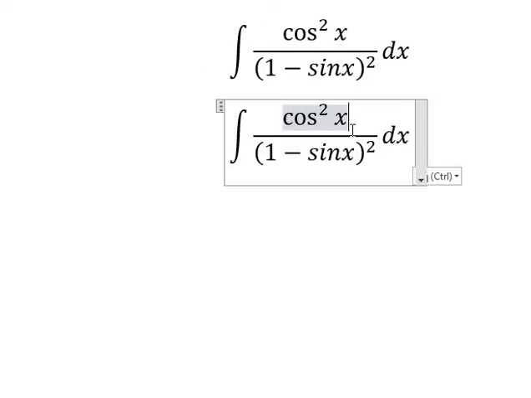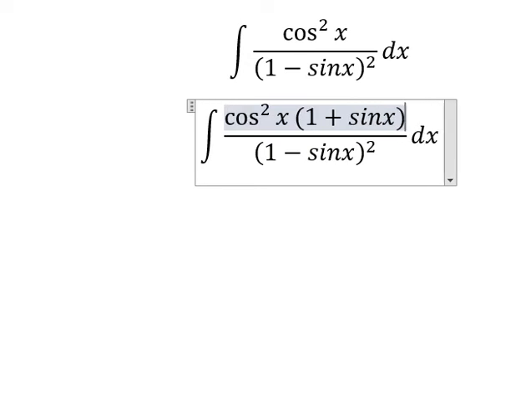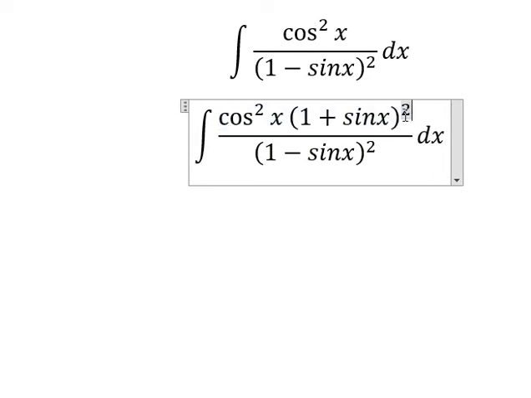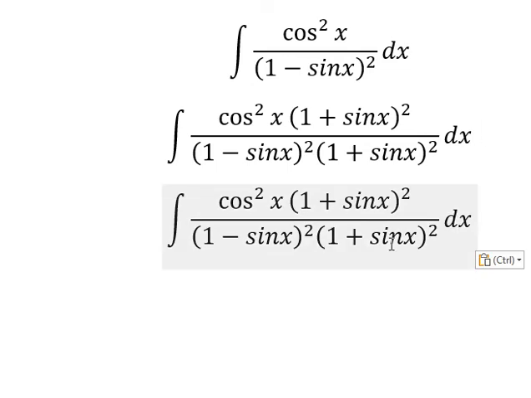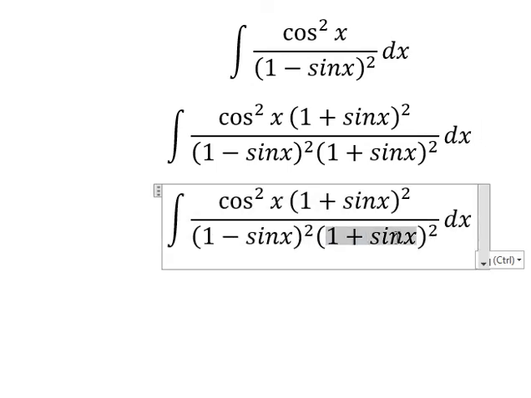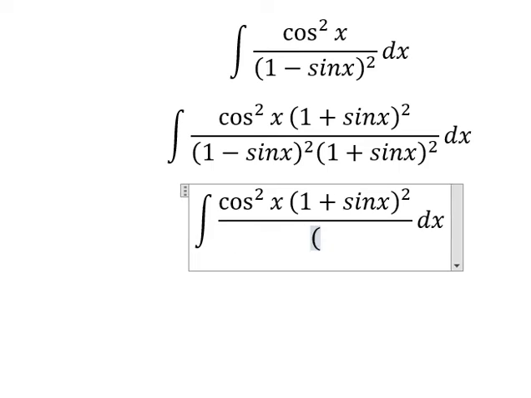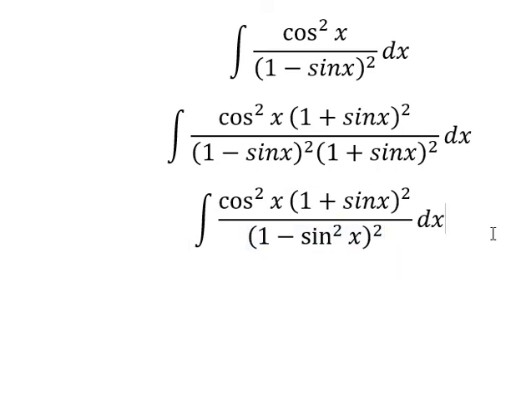We need to multiply by 1 plus sine s squared on numerator and denominator. So we have 1 minus sine s and 1 plus sine s. We combine together and you get 1 minus sine s squared to the power of 2.